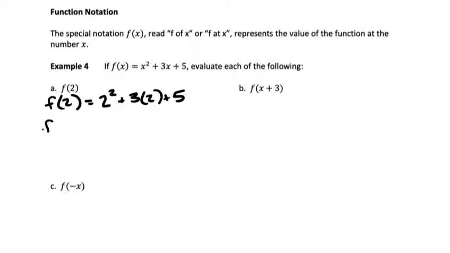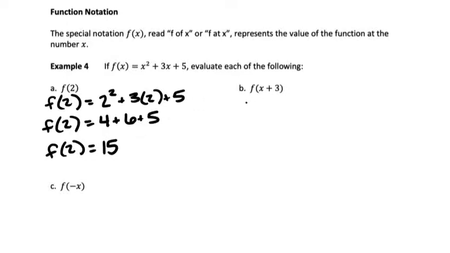Now in this case, I'm just going to do this math and I'm going to end up with a number answer. So order of operations, exponents first, then multiplying, then adding. That's going to be 4 plus 6 plus 5, or in other words, 15. So f of 2 is equal to 15.